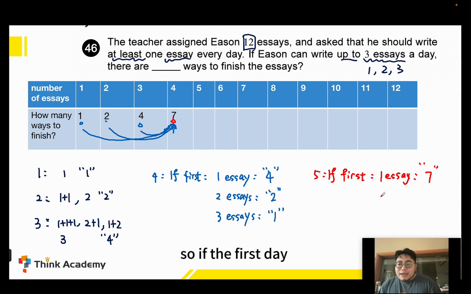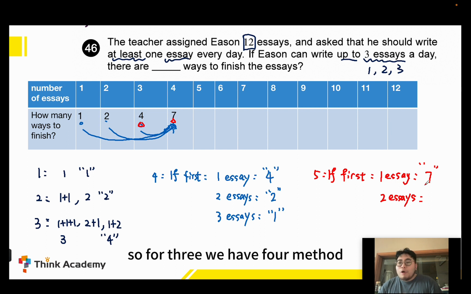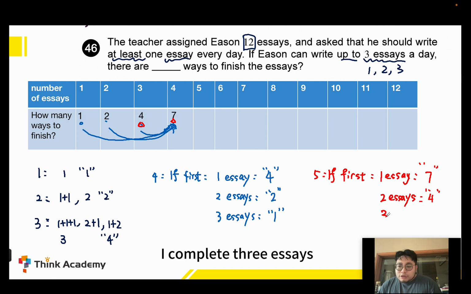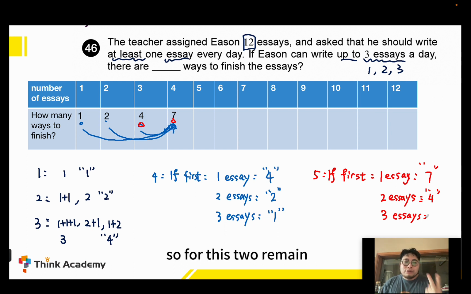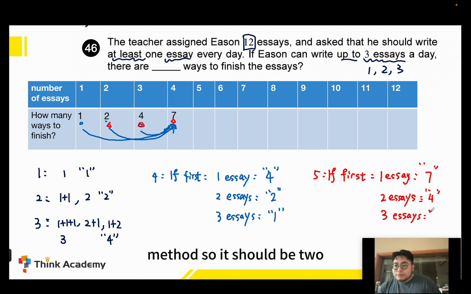So if the first day I complete 2 essays, so how many ways? We complete 2 essays, so the remaining part is just 5 minus 2, 3. So for 3, we have 4 methods. And if the first day I complete 3 essays, what's the remaining part? We have 2 remain. So for these 2 remaining essays, we have 2 methods. So it should be 2.